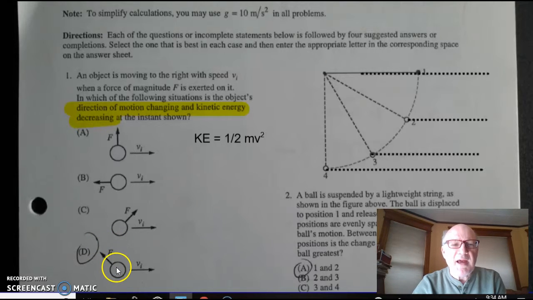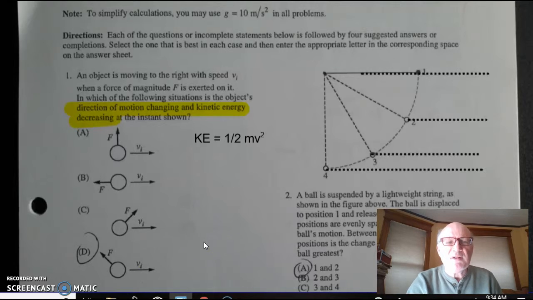This force has a leftward component and an upward component. So again, the upward component would change the direction of the object, and the leftward component will do what the force did in choice B here. It will decrease the energy. So when all is said and done, choice D is our choice for changing the direction and decreasing the kinetic energy.